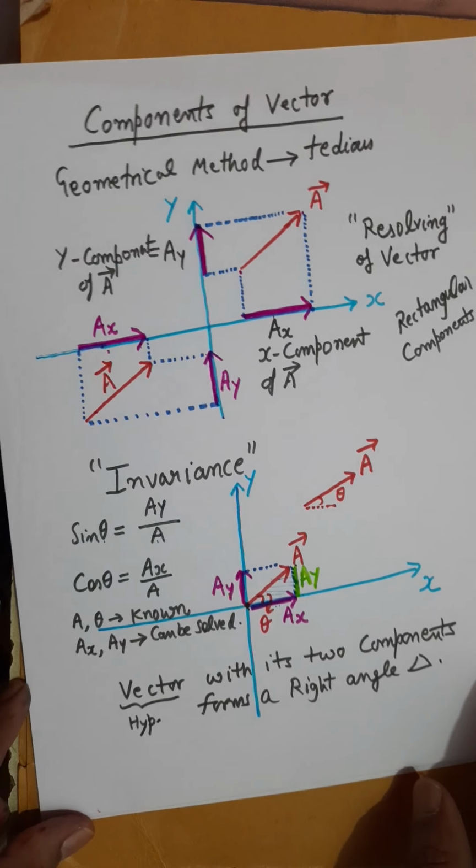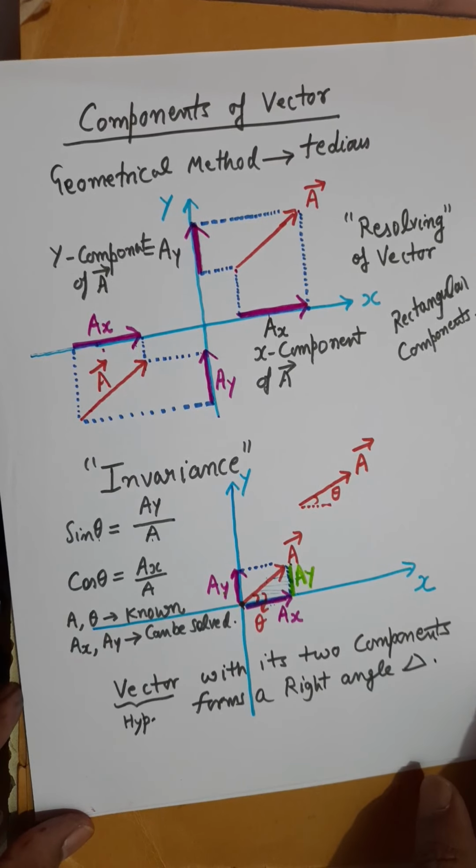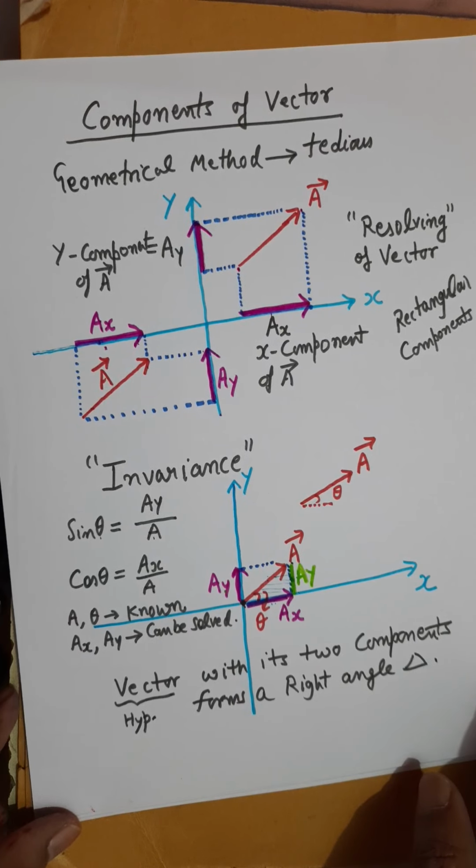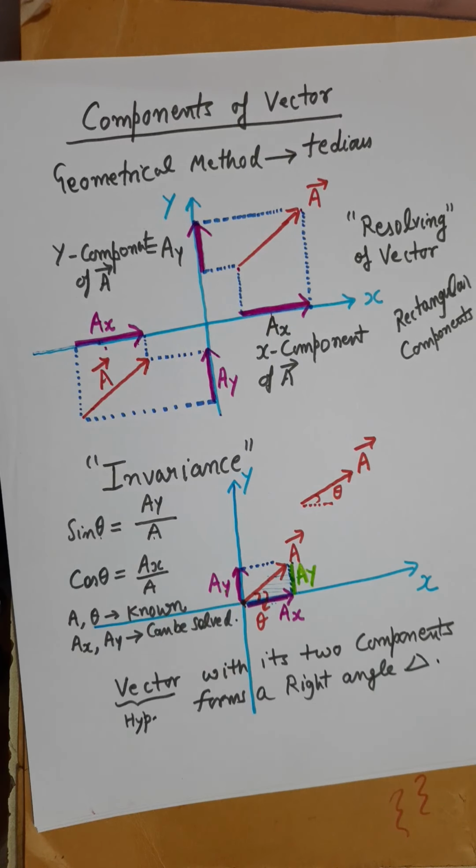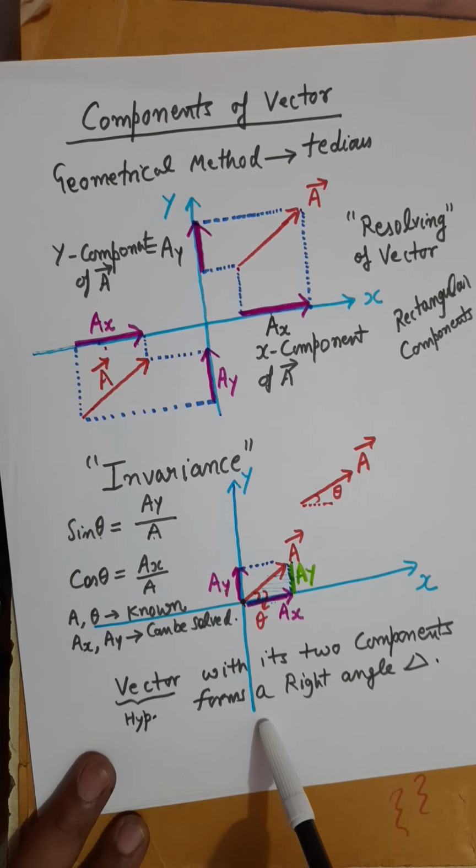Right? But the only condition is you should know the value of A and you should know the value of theta. Then you can find the value of AX and AY. And knowing A and theta is important because in the first lecture I told you a vector is uniquely determined by the parameters.